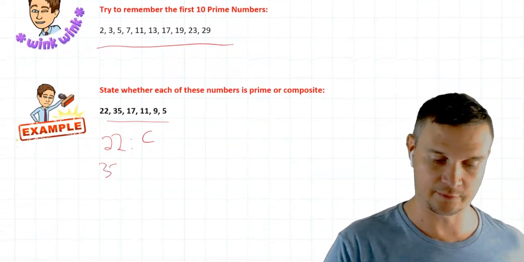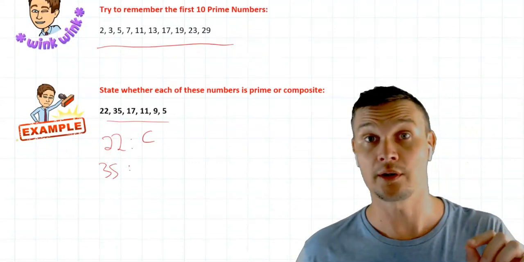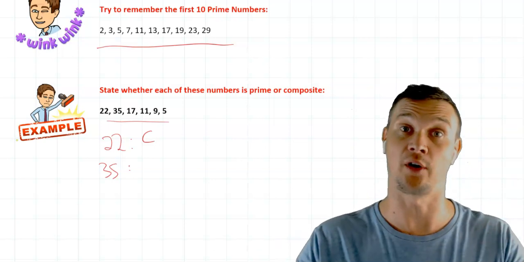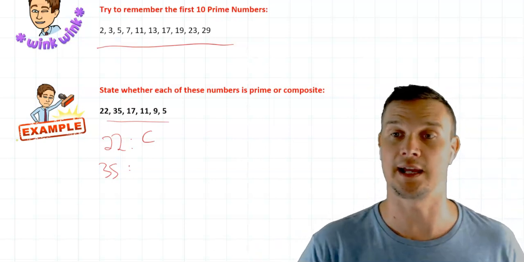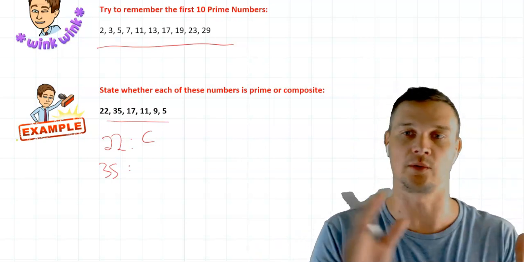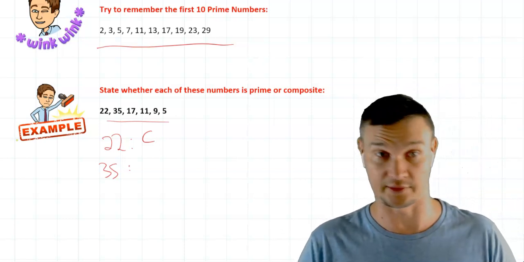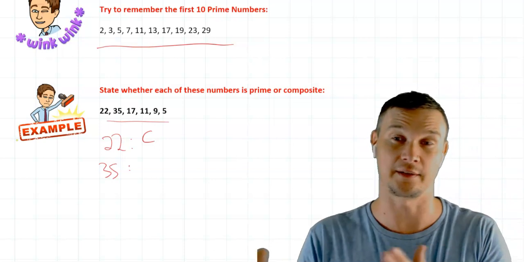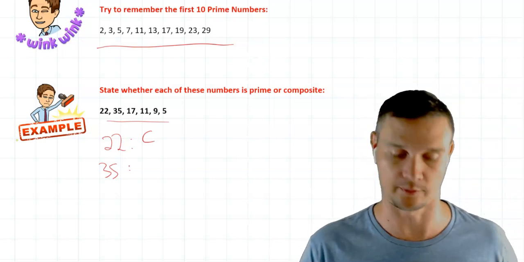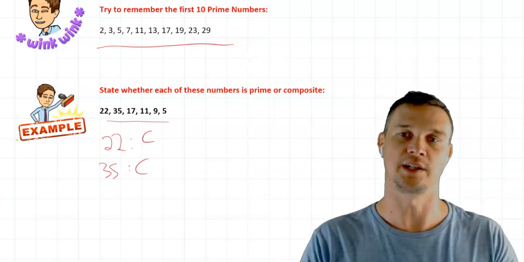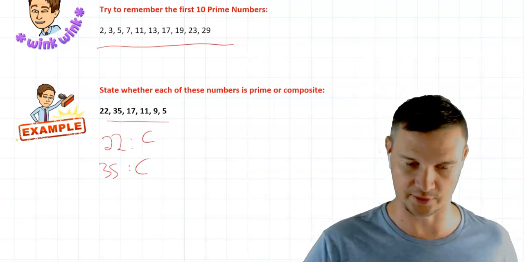Now the same for 35. I know that any number that ends in 0 or 5 can be divided by 5. Therefore, it makes it a composite number, because it's not only just going to be 1 and 35, it could also be 5, etc. You just need to find one other set of factors which will make it a composite. So because it ends in a 5 or a 0, I know that it can be divided by 5, hence making it a composite number.